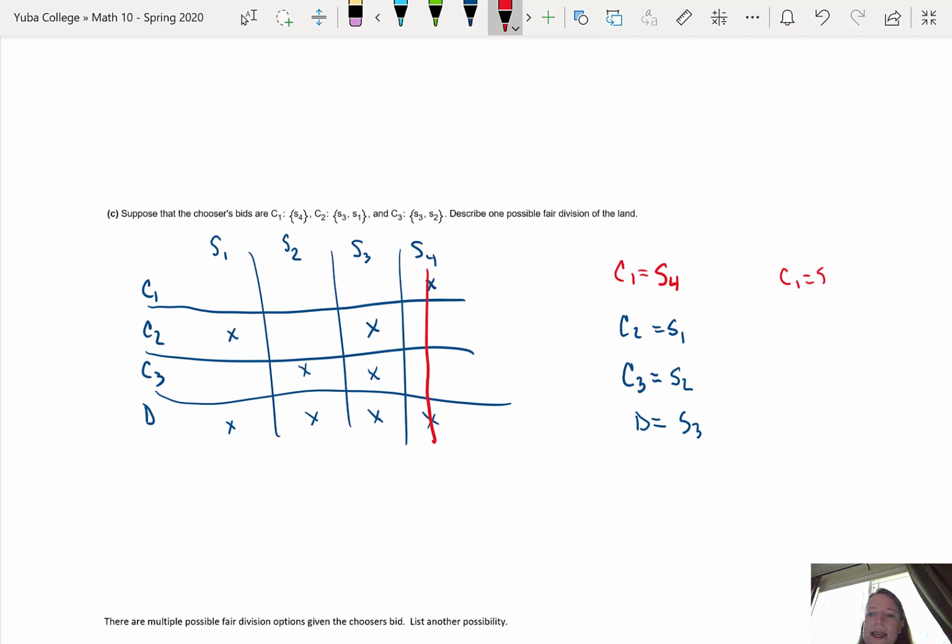C sub 1 again has to take S sub 4. If I had given C sub 2 S sub 3 instead, that means the only thing available for C sub 3 would be S sub 2. And that would give the divider S sub 1.